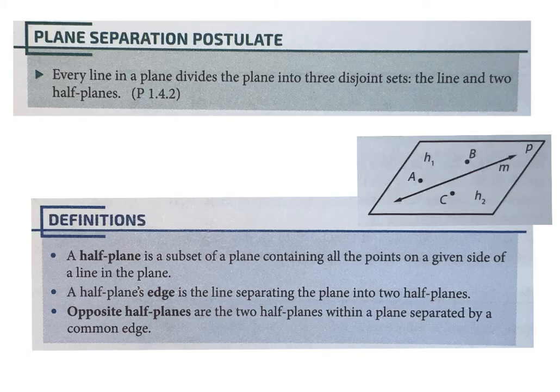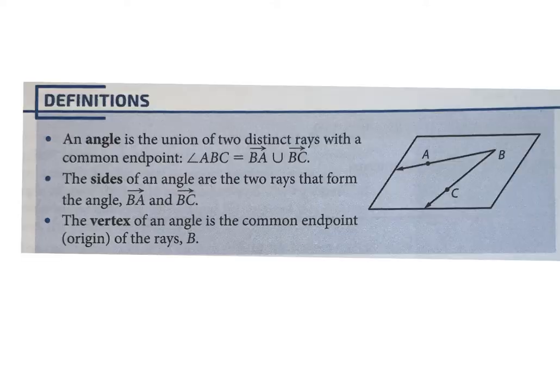So if you look at the definitions, a half plane is a subset of a plane. The edge is the line that separates it, and the opposite half planes are the two half planes that have been separated. And they do the same thing with angles. All right. Angle is a union of two distinct rays with a common endpoint. So two distinct rays that have a common endpoint, that actually makes up an angle. The sides of the angle are rays, so you would list them that way. The vertex of the angle is an endpoint, so you would actually list it as a point.